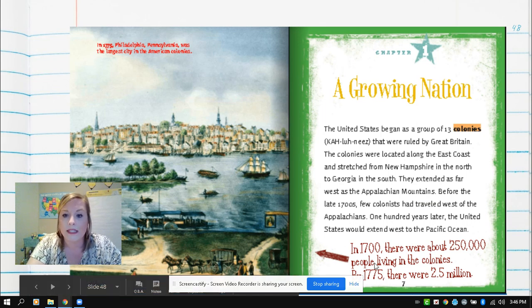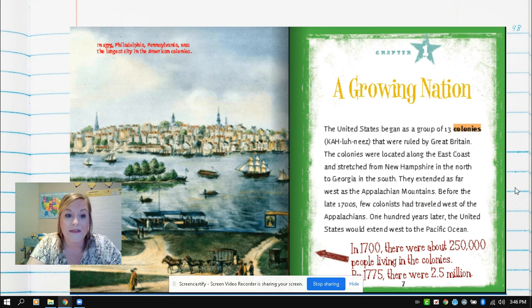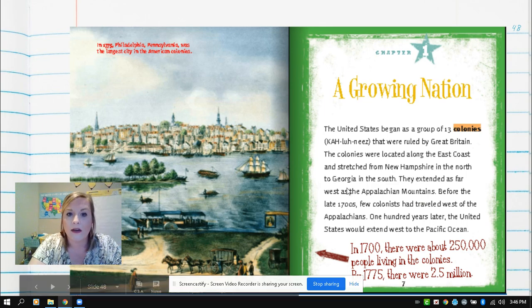Down here in our arrow, it says in 1700, there were about 250,000 people living in the colonies. But by 1775, there were 2.5 million people. Such a great expansion of people in 75 years. Up here in our caption, it says in 1775, Philadelphia, Pennsylvania was the largest city in the American colonies. Now, we don't think of Philadelphia as the biggest anymore, but it is still super populated. Crazy to see how things have changed.